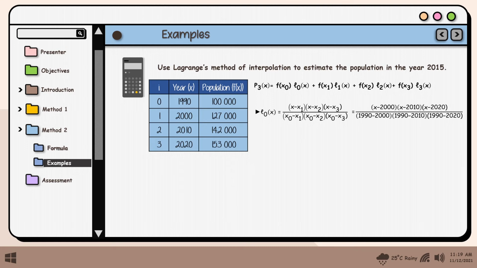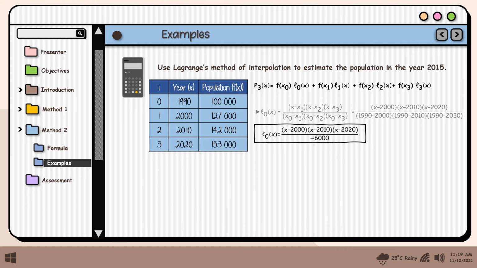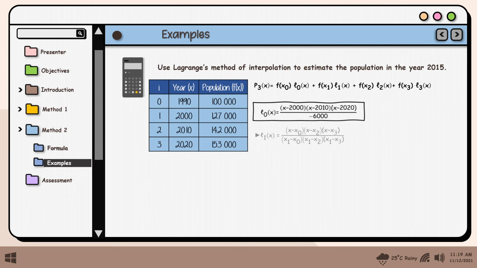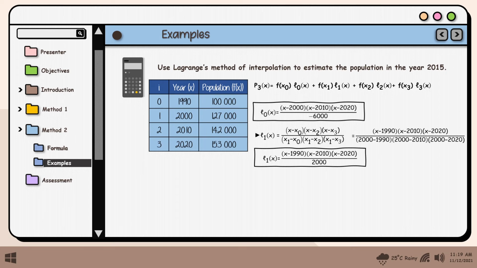Have you seen the pattern? I hope so. Now we have our first value in our L sub 0 of x, which is x minus 2000 multiplied to x minus 2010 multiplied to x minus 2020 all over negative 6000. Same pattern goes to the rest of the L values. So for L sub 1 of x, we have x minus 1990 multiplied to x minus 2010 multiplied again to x minus 2020 all over 2000.